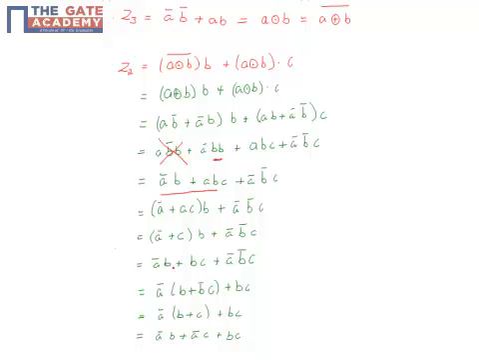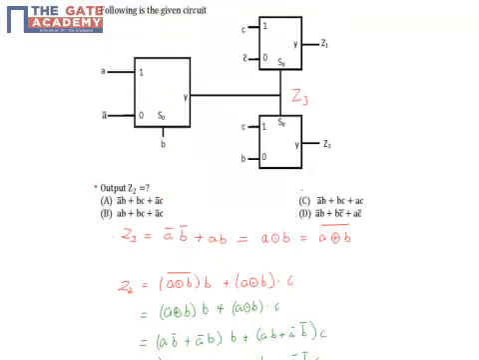Now taking the first term and the last term, and taking A bar common, we get A bar times (B plus B bar C), plus BC. Again applying the law of absorption, we get A bar times (B plus C) plus BC. Solving this, we get A bar B plus A bar C plus BC, which is nothing but our option A.